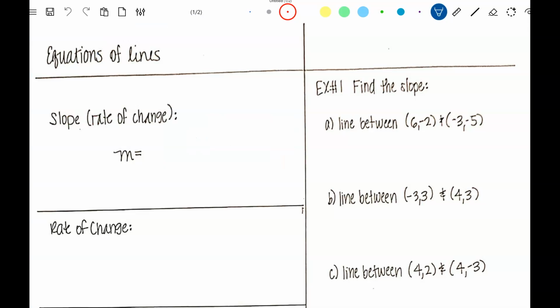Okay, so this lesson, the equation of lines, is going to be in two parts. The first part is going to talk about slopes and parallel perpendicular lines. The slope is the rate of change. The formula for slope is y2 minus y1 over x2 minus x1. Remember that what we're doing here is we're looking at the slope between 2 points.